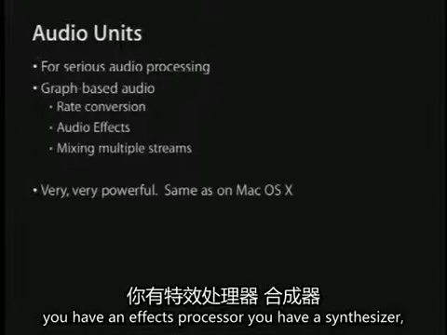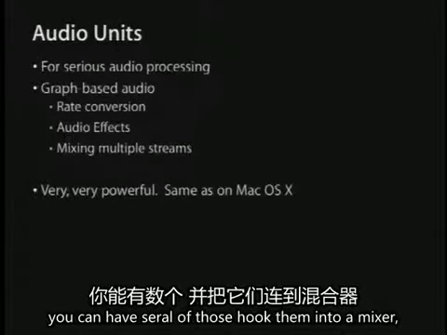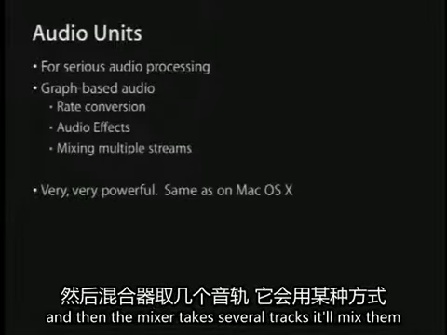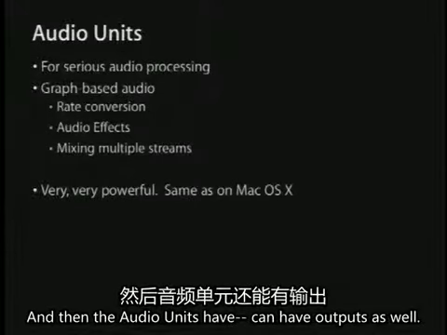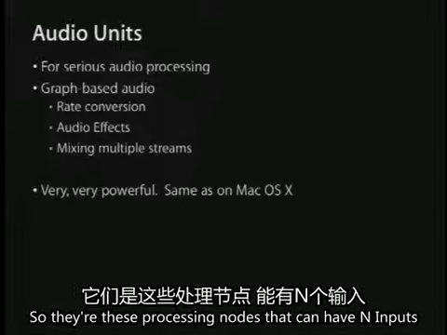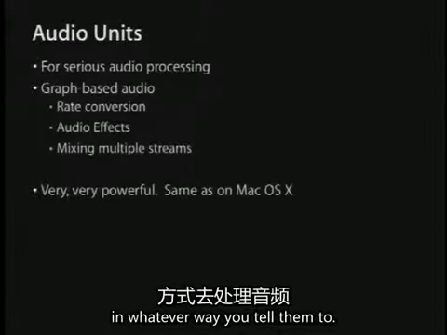Each one, like you have an effects processor, you have a synthesizer, you have a reverb. You hook all those together. You can have several of those, hook them into a mixer, and then the mixer takes several tracks. It'll mix them in certain ways. The mixer has EQs and levels and all that stuff. And then the audio units can have outputs as well. So they're these processing nodes that can have n inputs and n outputs, and they'll process audio in whatever way you tell them to.